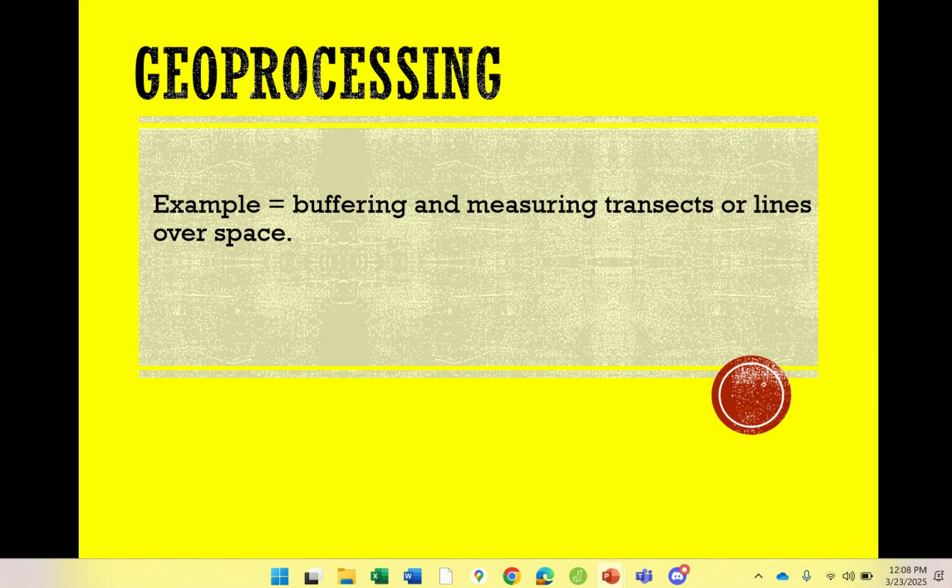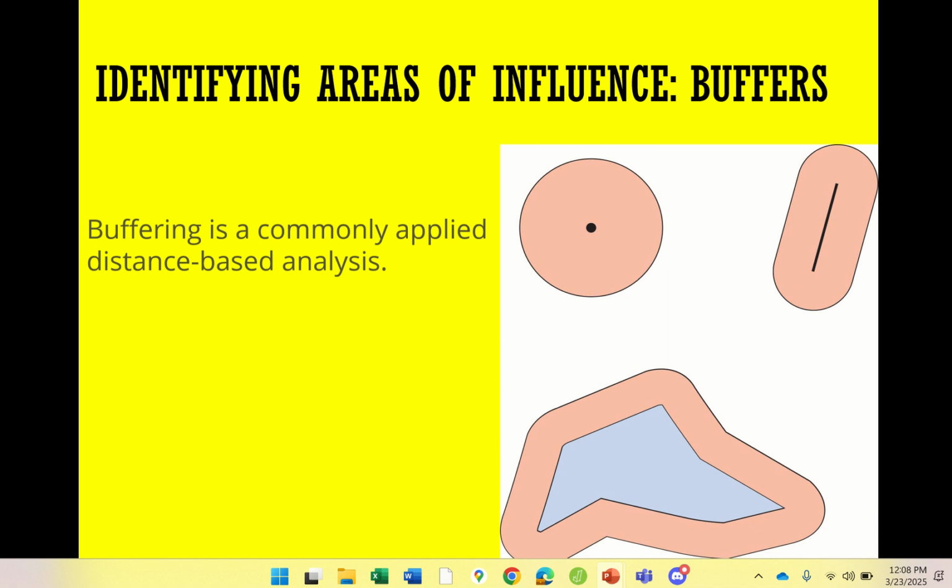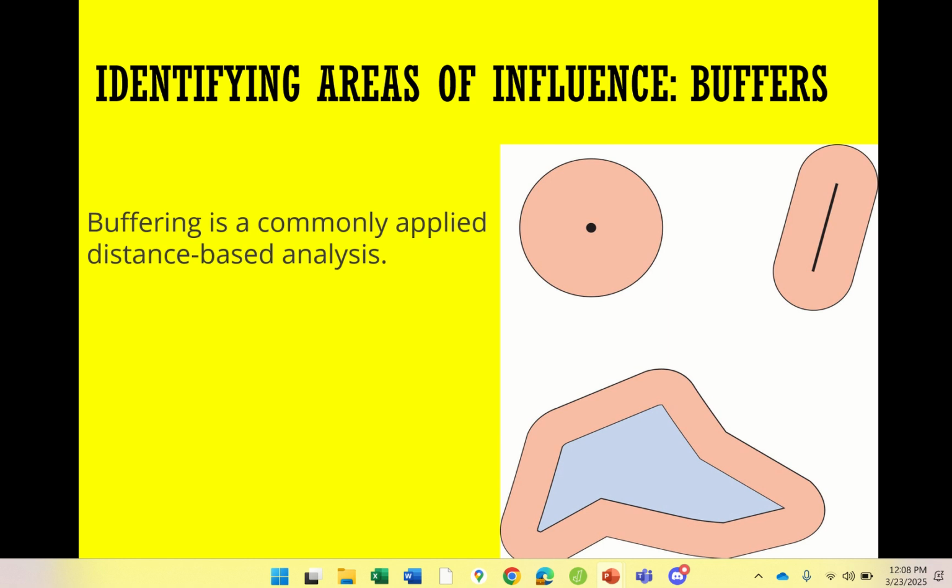So another thing that we do in geospatial data is geoprocessing, where we can use an online app, a computer app like ArcGIS or some other geographic information system platform to do a bunch of operations that allow us to better understand our data. An example of geoprocessing is putting a buffer around our data. So imagine we have a point, a line, and a polygon shown here. We can put a buffer around that, basically a distance, a perimeter around it, maybe because you want to make an exclusion zone.